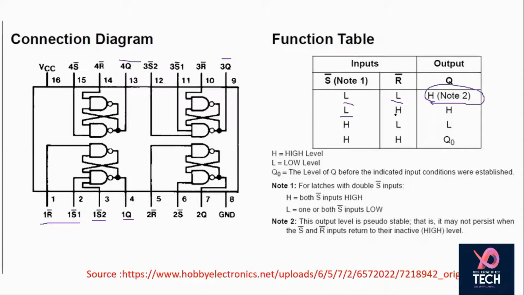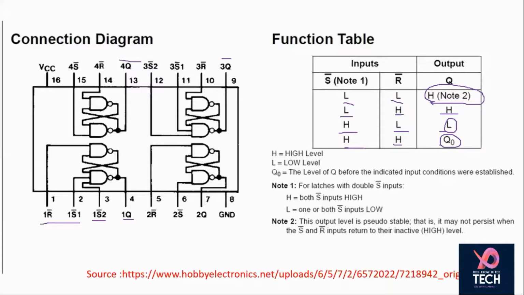Similarly, when S is 0 and R is high, your output is going to be high. When S is high and R is low, then the output is going to be low. And when both are high, then your output will be retained. The previous output will be retained. So this is your SR flip-flop using NAND gate.